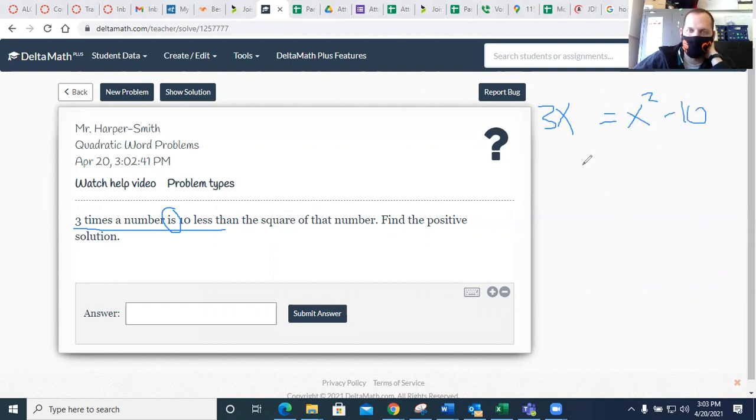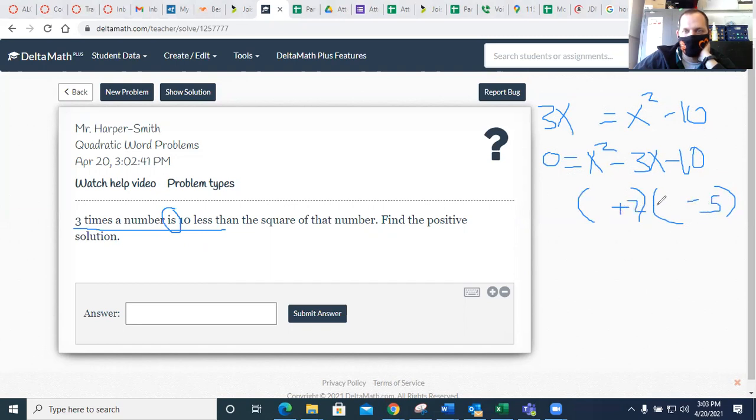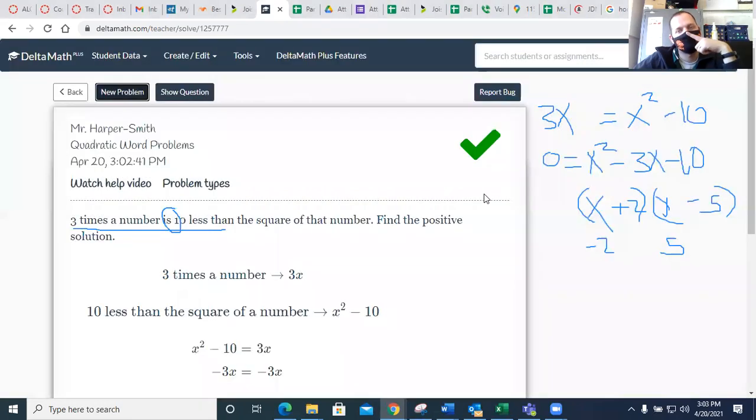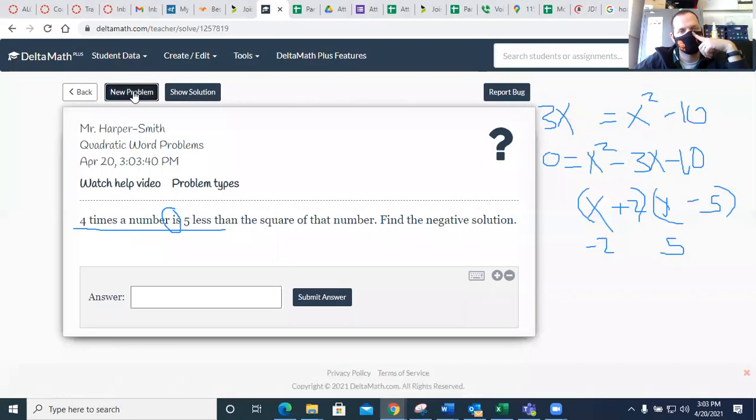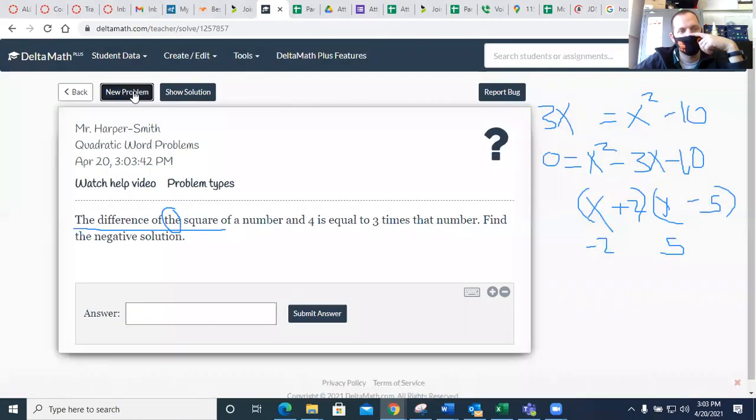All right, I'm going to minus 3x from both sides. So 0 equals x squared minus 3x minus 10. What two numbers multiply to be -10 but add to be -3? Those numbers would be -5 and +2. Which means our answers are -2 and +5. Find the positive solution, 5. We did it. We did one just like that.